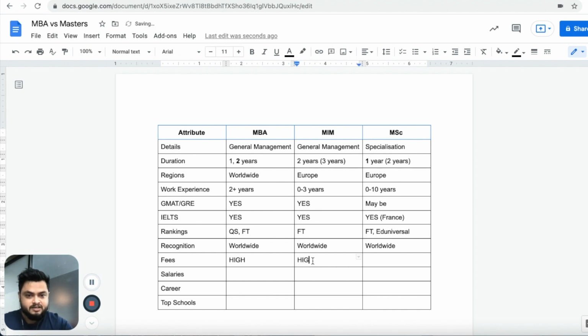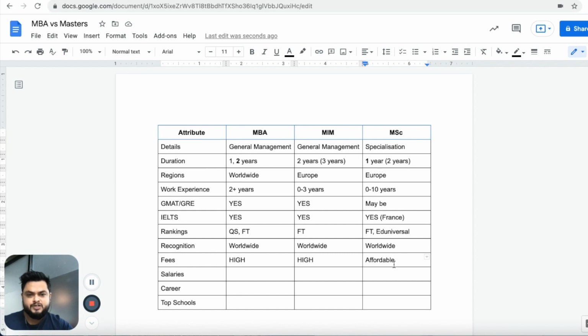MIM, yes, it is again very high compared to the Indian MBA, because if you want to do MIM in Europe, let's say at LBS or MIM at HEC, you are still going to shell out close to 30 to 40 lakhs. MSc is less expensive. I would rather not say cheap but affordable, because MSc programs start from, let's say, 10 lakhs, and the average cost is around 15 lakhs.